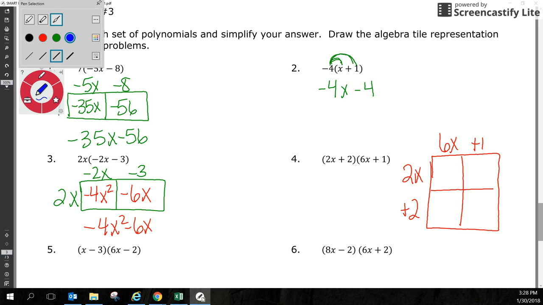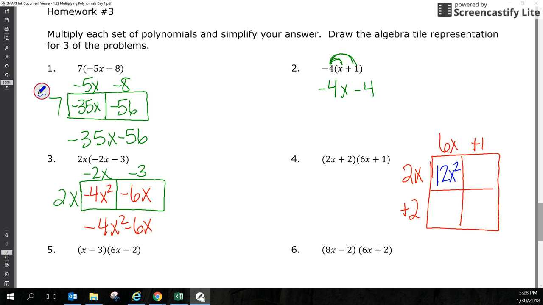I've got 2x times 6x. So 2 times 6 is 12. X times x is x squared. For this one, it's the first row times the first column. So 2x times 1 is 2x. Down here, I've got 2 times 6x. 2 times 6 is 12 times x. And finally, 2 times 1 is 2.